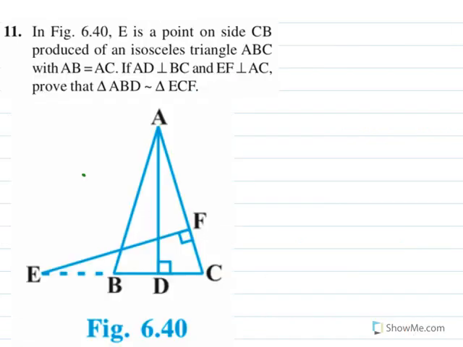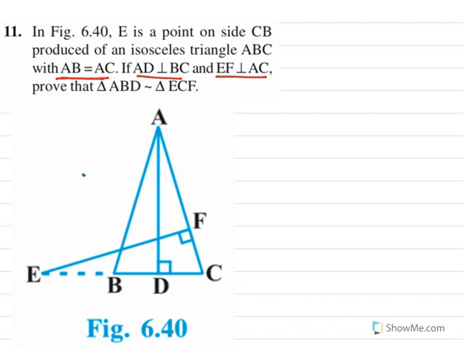In the figure 6.40, E is a point on the side CB produced of an isosceles triangle ABC, where AB is equal to AC. We'll need this information later. AD is perpendicular to BC and CF is perpendicular to AC. Prove that triangle ABD and ECF are similar.